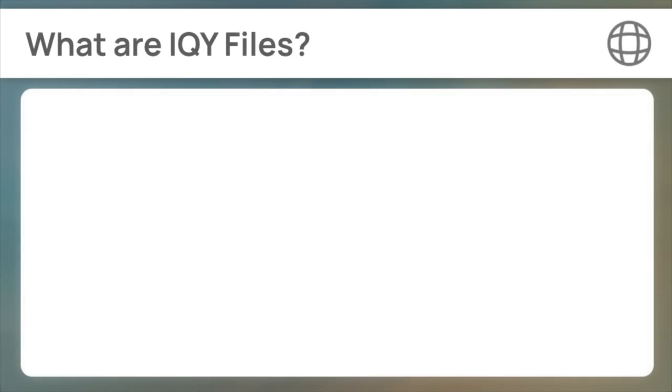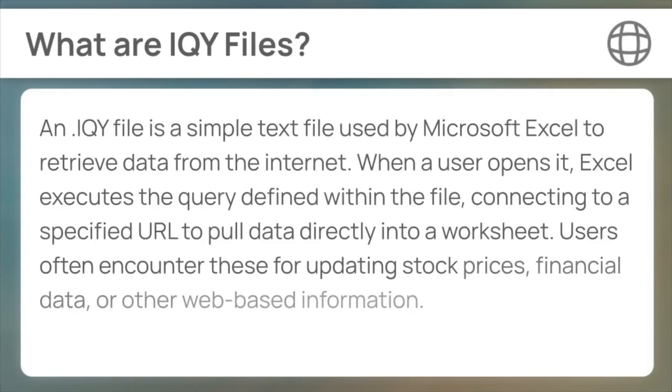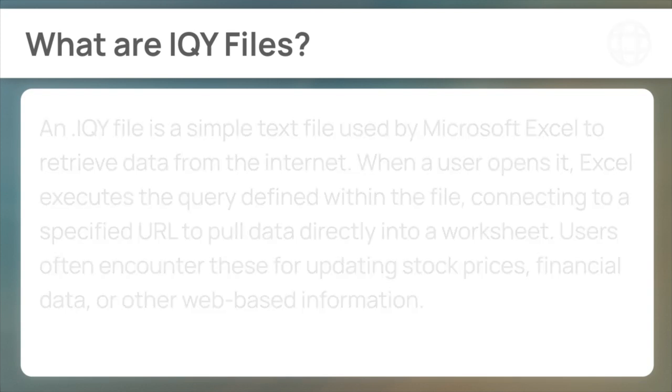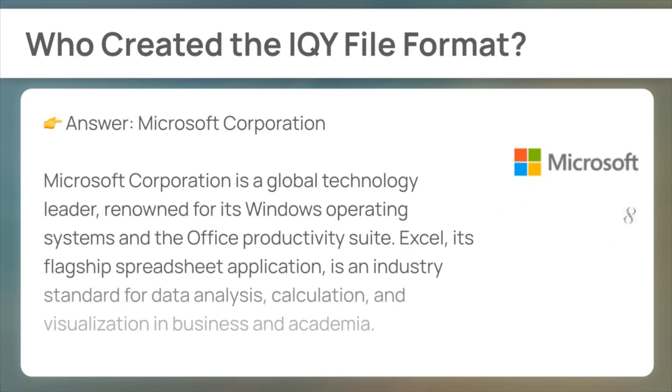An IQY file is a simple text file used by Microsoft Excel to retrieve data from the internet. When a user opens it, Excel executes the query defined within the file, connecting to a specified URL to pull data directly into a worksheet. Users often encounter these for updating stock prices, financial data, or other web-based information.